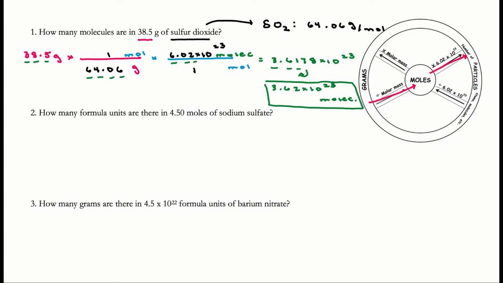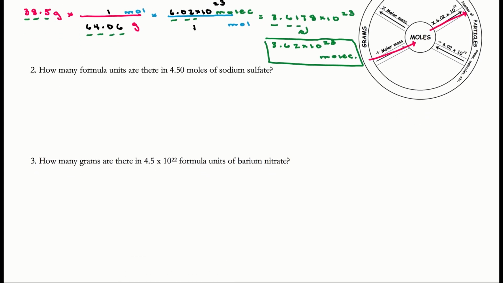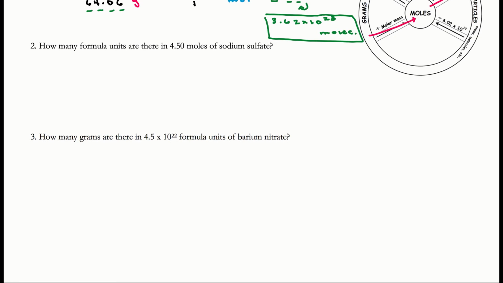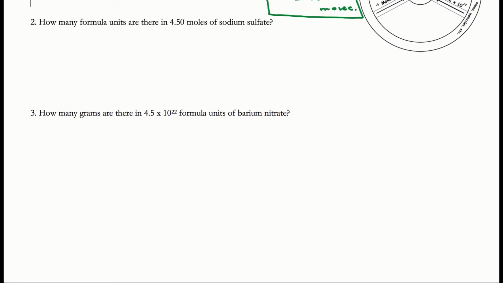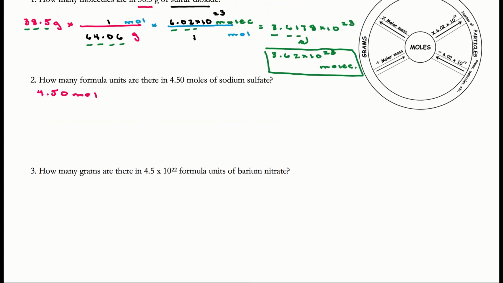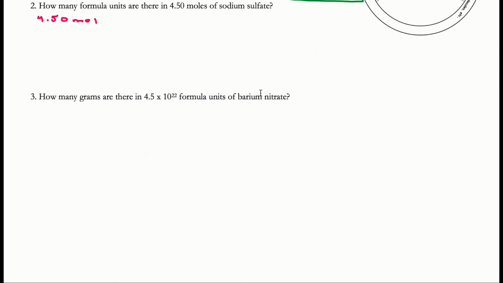Let's look at the next problem. How many formula units are in 4.50 moles of sodium sulfate? Okay. So I'm going to first write out my given, which is 4.50 moles of sodium sulfate. Okay, and then I'm going to look at my diagram. I actually can go directly from moles into formula units. I don't have to deal with mass at all. So that's one thing people get confused about.